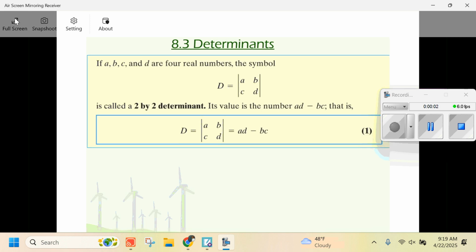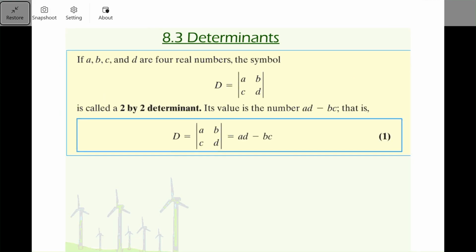Hello class. Today we're going to be talking about determinants. A determinant is a scalar quantity that represents a square matrix. So scalar just means it is a regular number as opposed to a matrix or a vector quantity. It is a number that represents a square matrix.